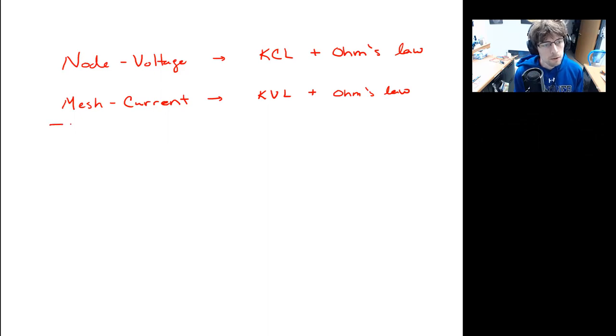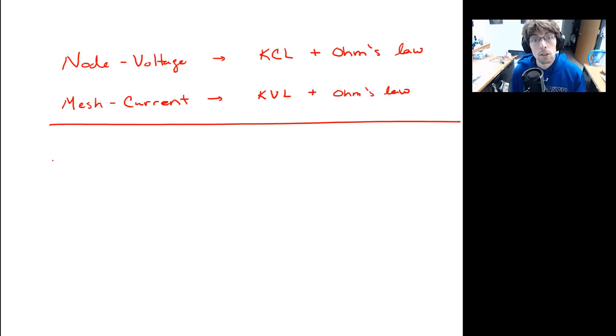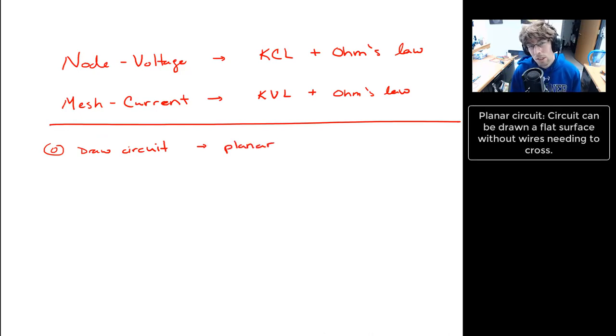To give you an idea about the process, I'll give you the steps and then we'll practice using those steps in a particular circuit. The first step is just drawing your circuit. So step zero, draw a circuit. And here is something the book mentions, and I should really emphasize, that it has to be a planar circuit. What that means is that you can redraw the circuit so that wires don't overlap, don't cross.